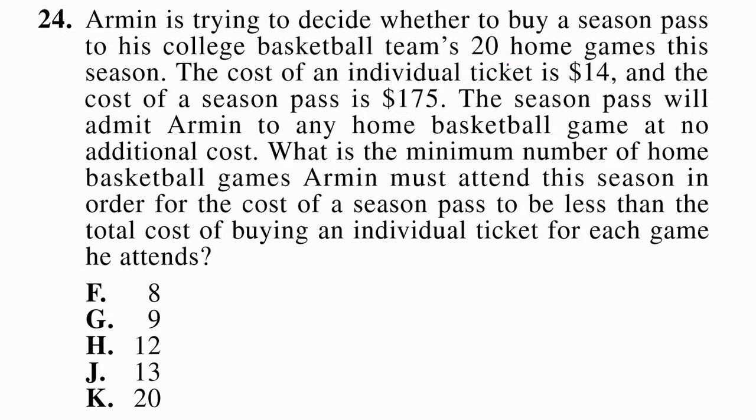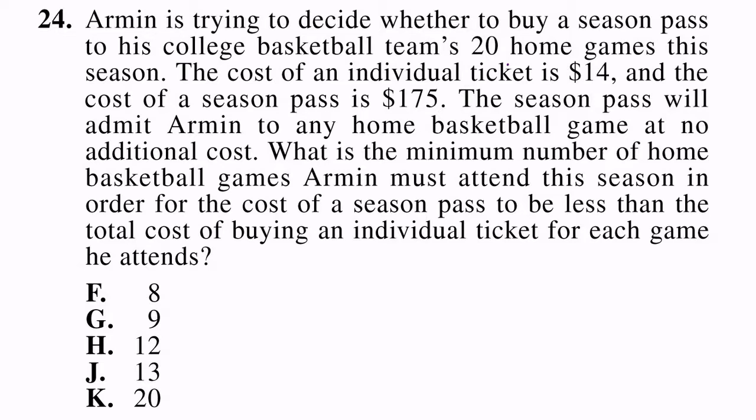Number 24. Armin is trying to decide whether to buy a season pass to his college basketball team's 20 home games this season. The cost of an individual ticket is $14, and the cost of a season pass is $175. The season pass will admit Armin to any home basketball game at no additional cost. What is the minimum number of home basketball games Armin must attend this season in order for the cost of a season pass to be less than the total cost of buying an individual ticket for each game he attends?